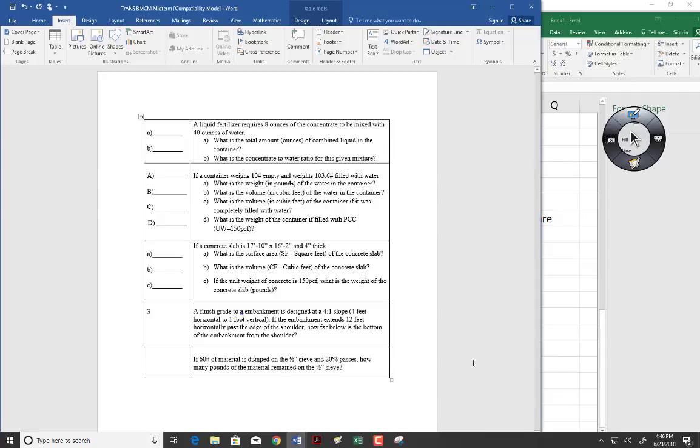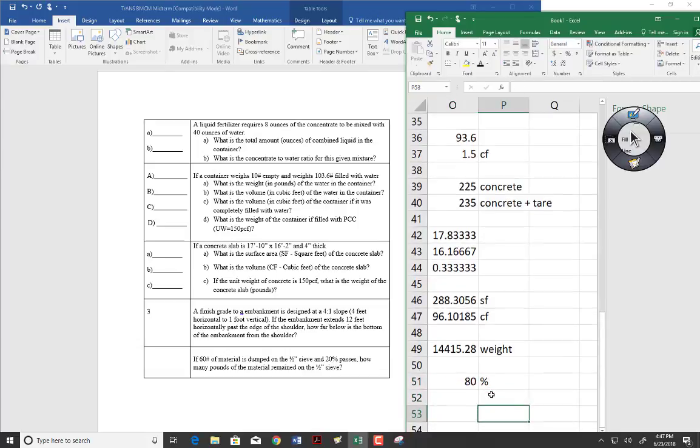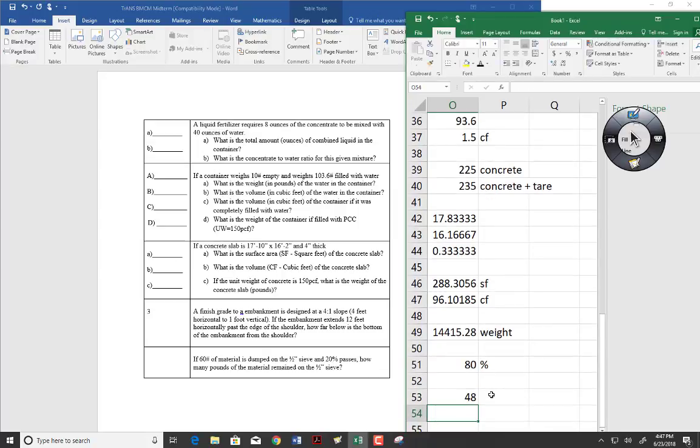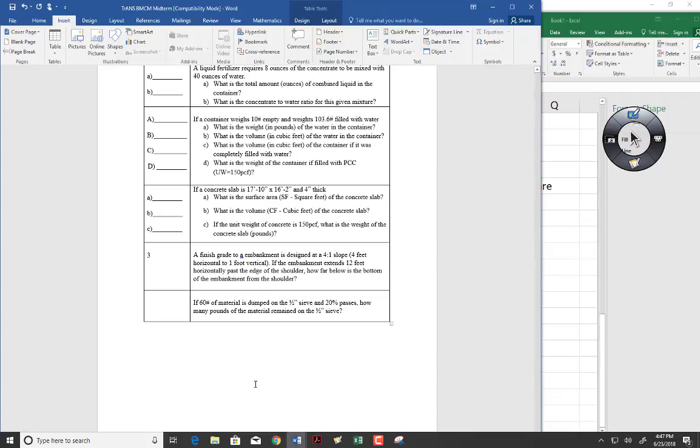Once again, 60 pounds of material dumped on a half-inch sieve, 20% passes. How many pounds of material remain on the half-inch sieve? So if 20% passed, how many remained? 80%. So if 80% retained, we take 60 pounds times 0.8, and we get 48 pounds. Thus, the answers to all the questions. Any questions?